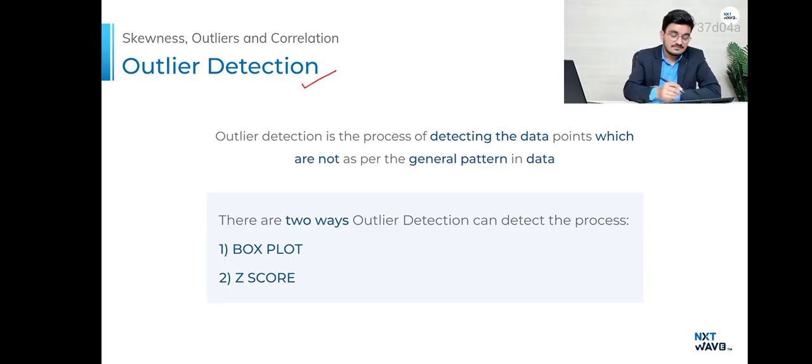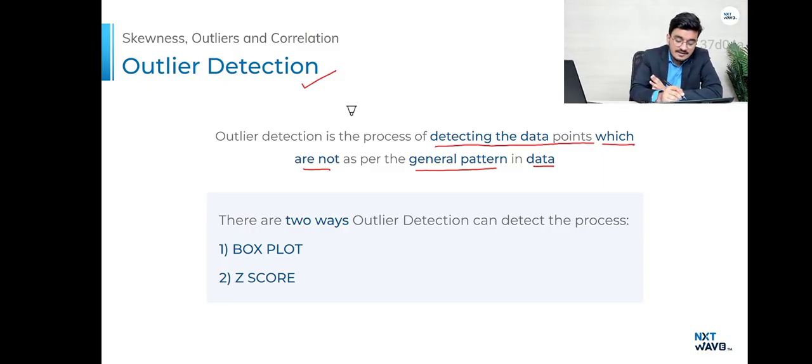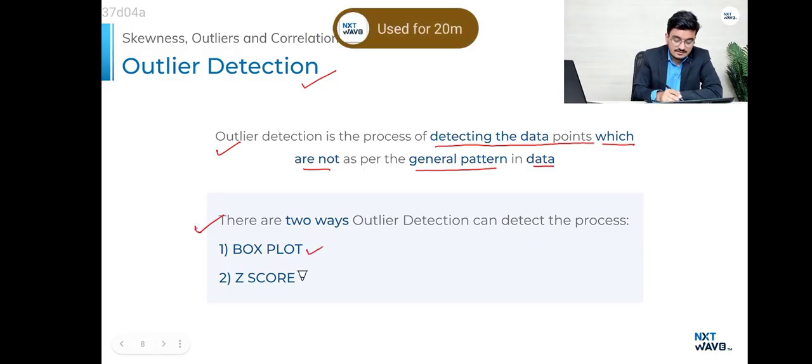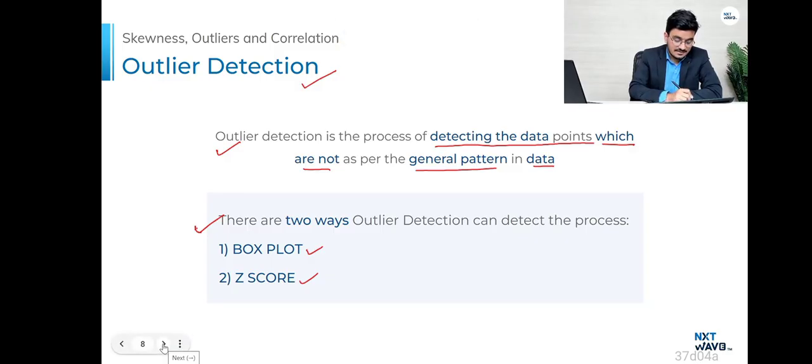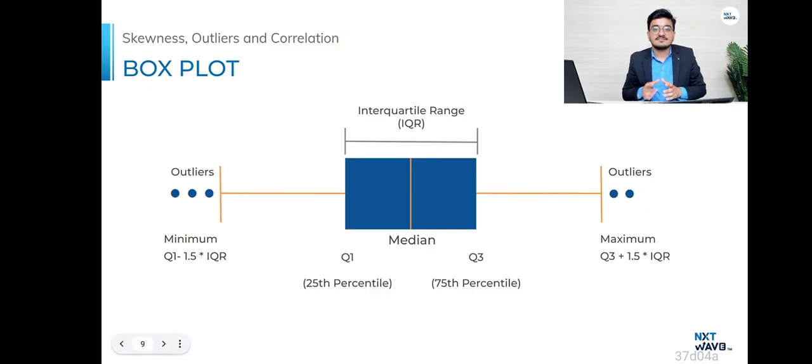Let's understand what outlier detection is. Outlier detection is the process of detecting the data points which are not as per the general pattern in the data. Or, in other words, outlier detection is finding out the outliers in our data. So we'll discuss two ways to find outliers in our data in this session. One is using a box plot and another one is z-score. Let's discuss each one of them in detail. So let's first see a box plot.